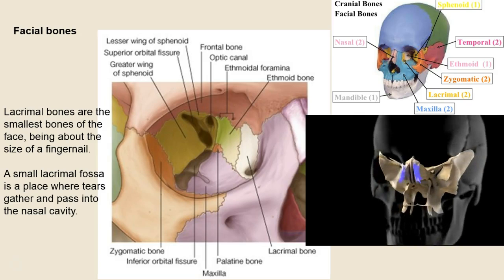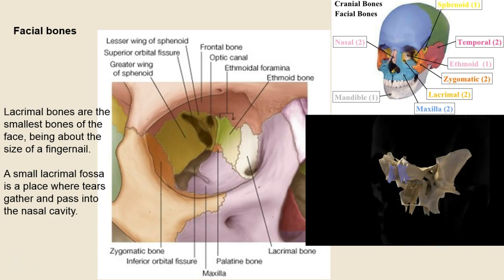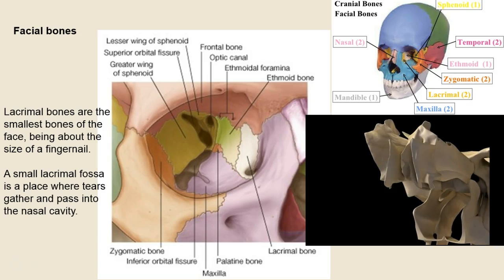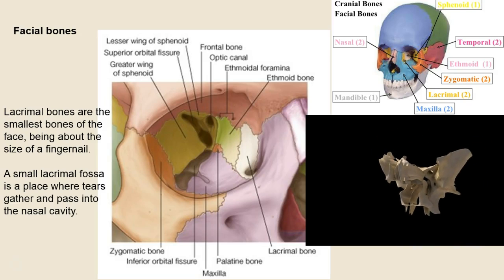Right now you see the lacrimals in the orbits of the eyes. A close look at the lacrimal. There's a lacrimal fossa where a tear duct lies. And so there's our source of tears.